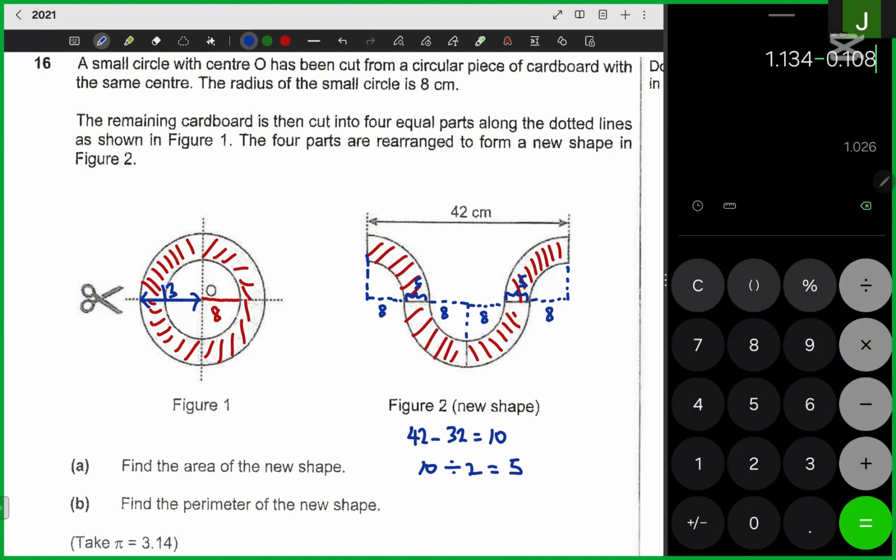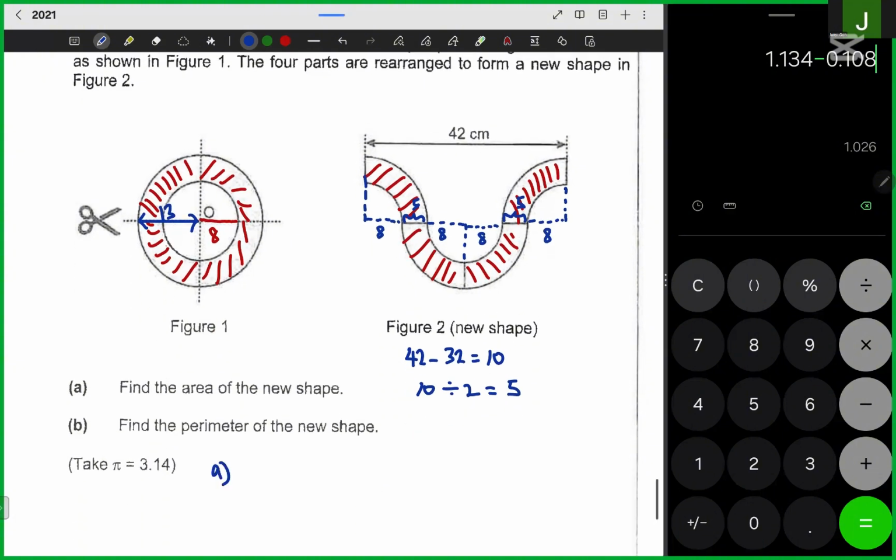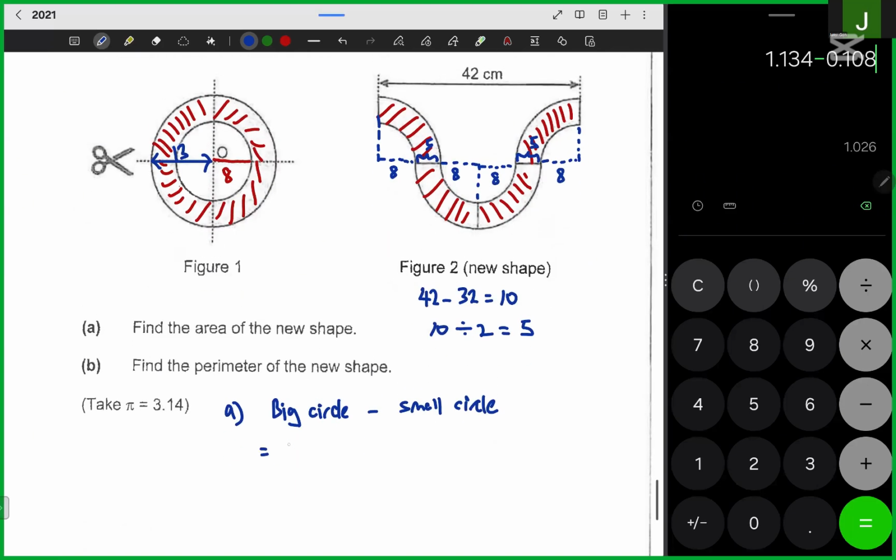Okay, so find the area of the new shape. Take pi equals 3.14. So big circle minus small circle equals pi times 13 squared minus pi times 8 squared. So equals to 3, just key in the calculator, 3.14 times 13 times 13, minus 3.14 times 8 times 8.